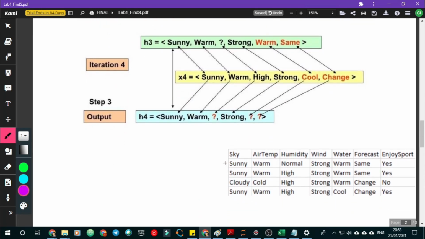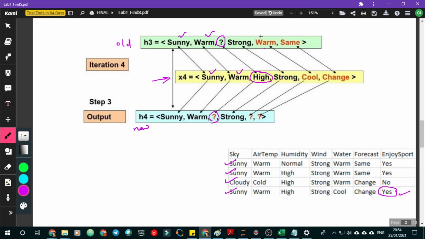Now, 1, 2, 3 is over. We are reading the fourth data sample. Here is the fourth data sample: sunny, warm, high, strong, cool, change. Since its outcome is yes, we are reading it. This is the old hypothesis, and this is the new. Both are the same: sunny, sunny, warm, warm, and question mark with high. What do I do? It's already made general. I cannot make it more general because the question mark is the most general thing, so keep it as it is.